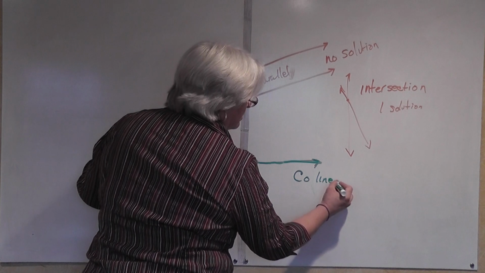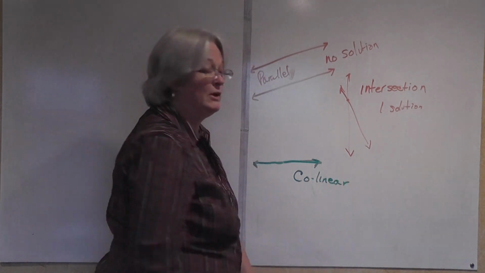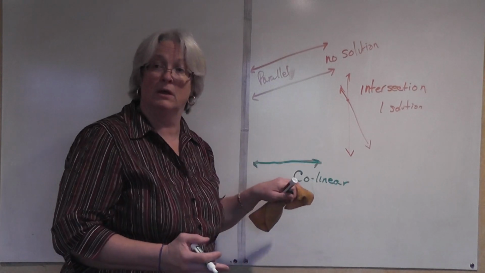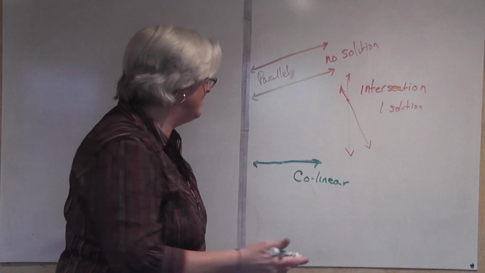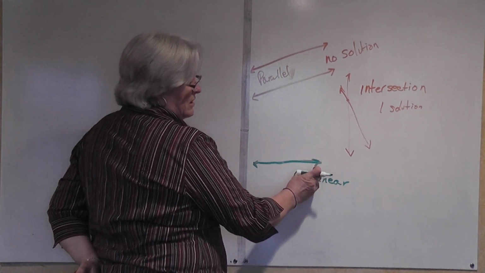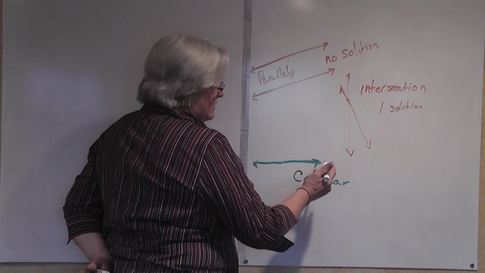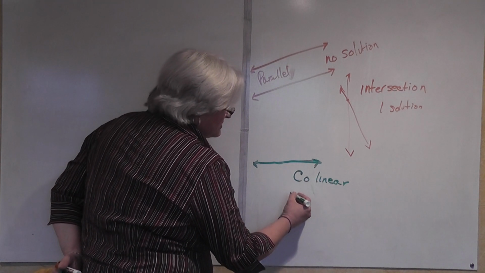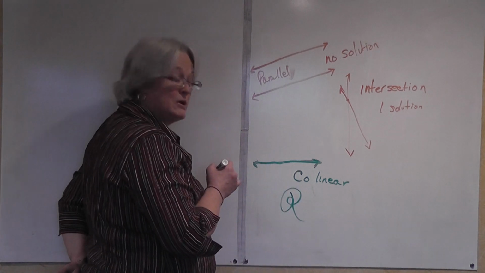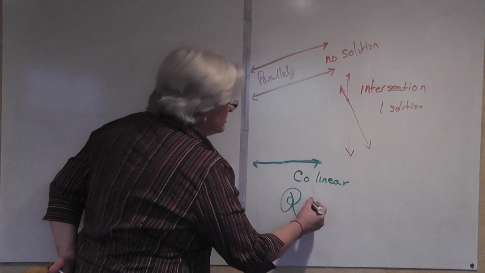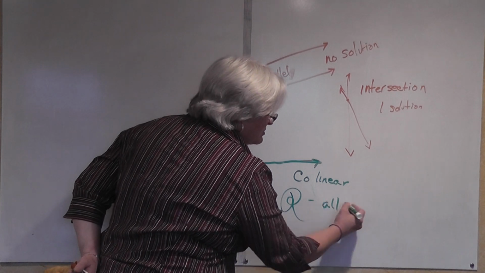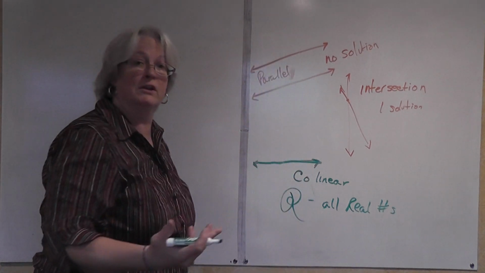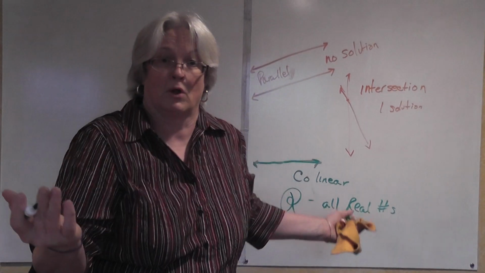Collinear. When lines are collinear, they occupy the same space. How many places are they touching? They're touching everywhere. So you have an infinite number of solutions. I don't think I spelled collinear right. It means two lines that take up the same space. So the solution is the cursive R, or you can just say all real numbers, or you can say that there are an infinite number of solutions, meaning all of the real numbers.